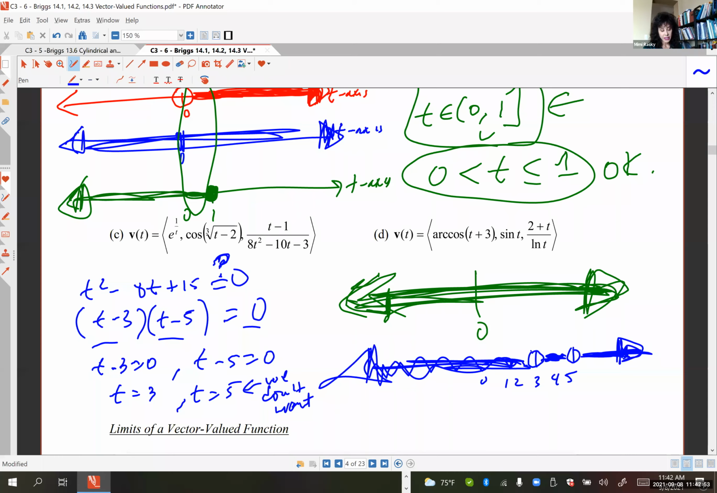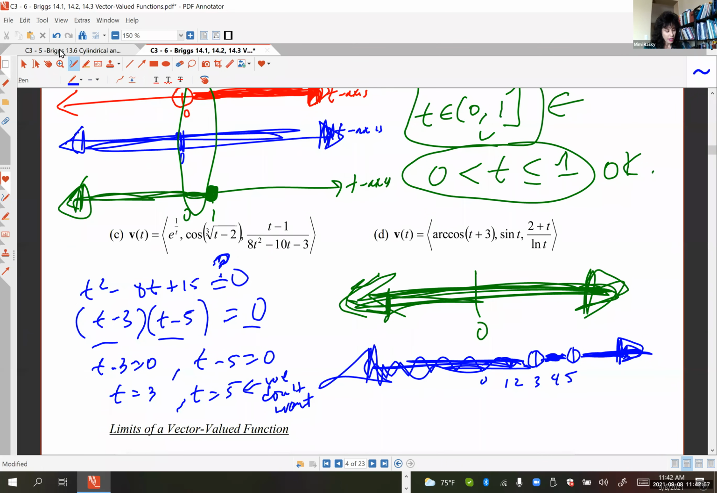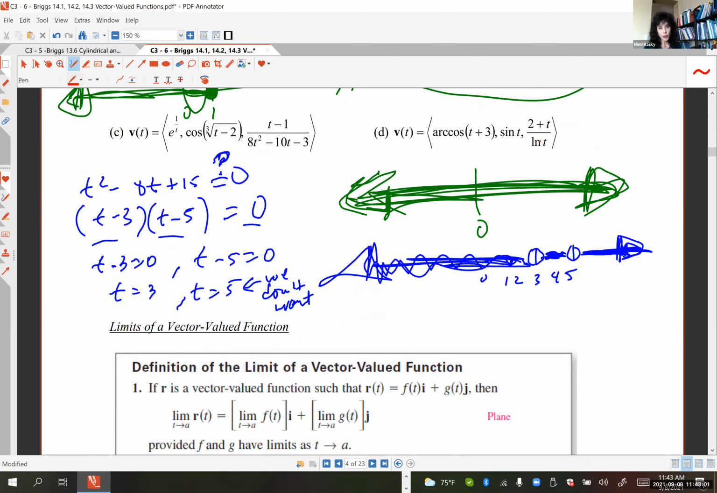Okay, finally, the last component, square root of t plus 2. You have to worry. Why? Well, because you've got an even radical and you don't want to take the square root of a negative number. So what do you need? You want t plus 2 to be greater than or equal to 0, and you're happy. So we want t to be greater than or equal to negative 2.